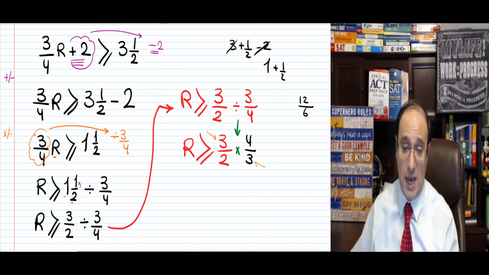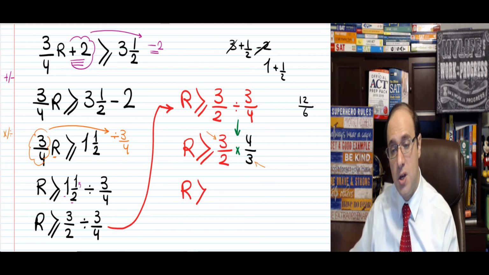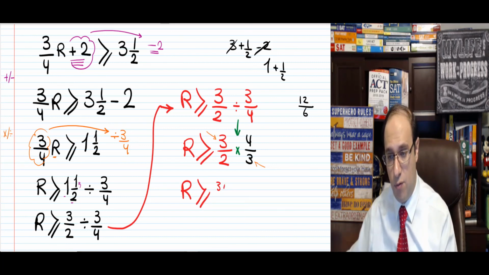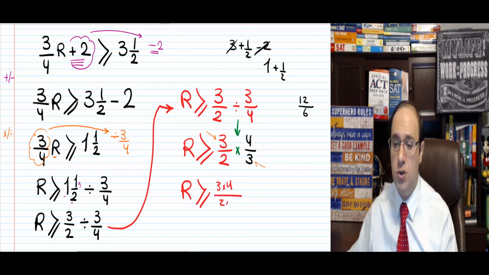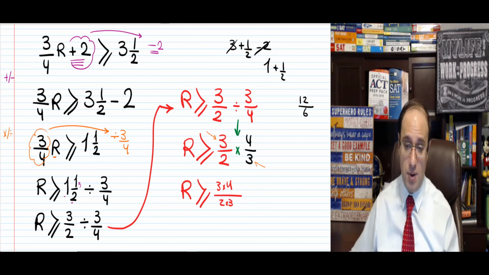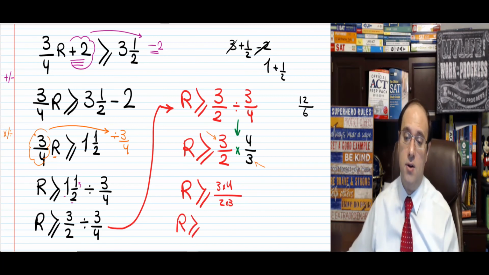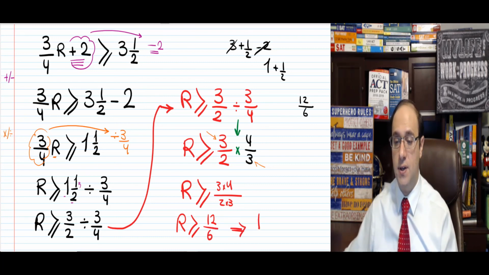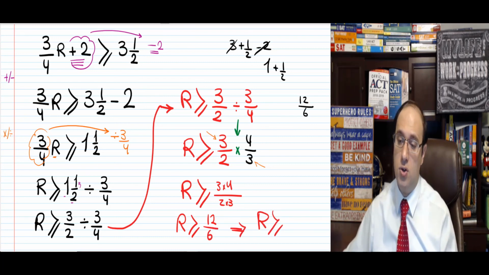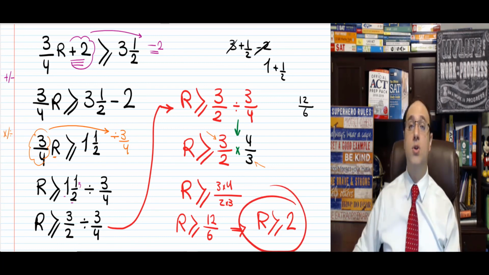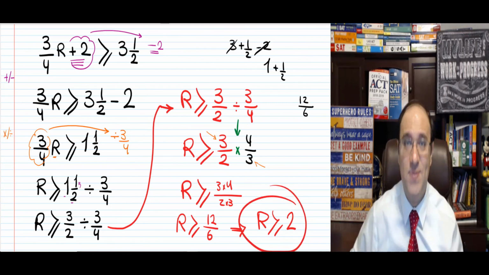numerators and denominators yet. So r is going to be greater than 3 times 4, multiply the numerators, over 2 times 3, you multiply the denominators. r is greater than or equal to 12 over 6. 12 over 6 is just 2. So r is greater than or equal to 2. Okay? Super.